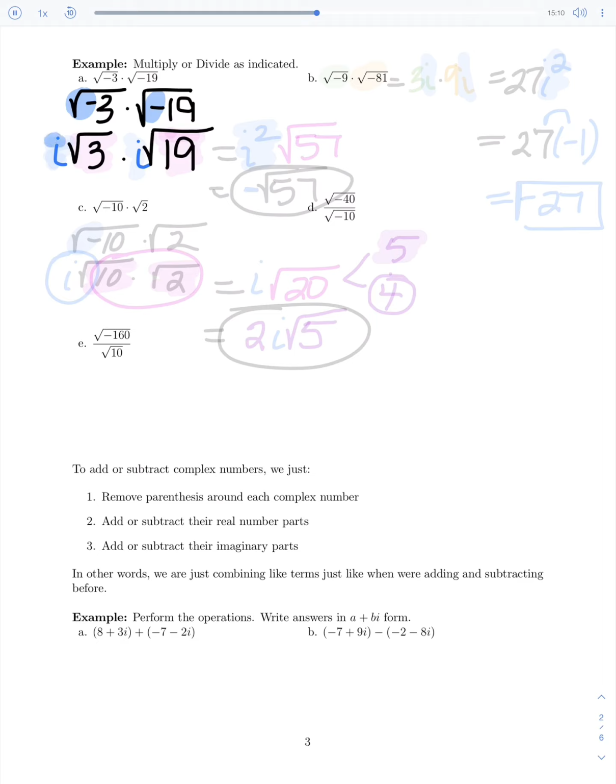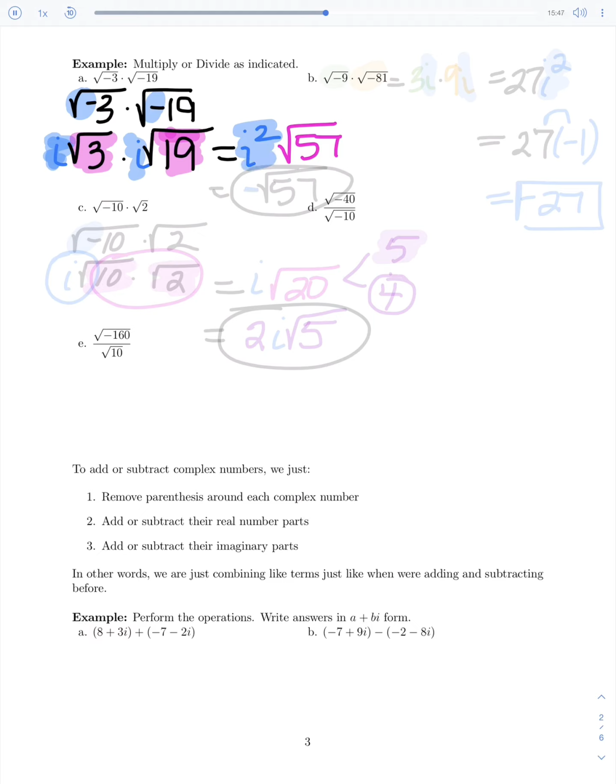Now, we have an i times an i, which will turn into an i squared when they get multiplied. And be careful, now that we have two positive square roots, they can be just multiplied normally. The square root of 3 times the square root of 19, well, 3 times 19 is 57, so it'll turn into the square root of 57.